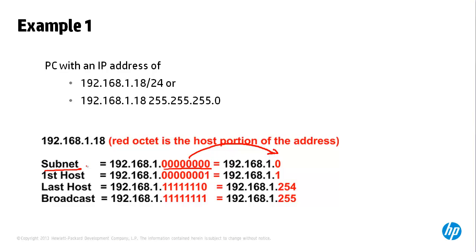So the subnet address for this host is 192.168.1.0. To work out the first host, fill the host portion of the address with binary zeros except for the last bit, which is set to binary 1. Converting that back to decimal will give us 1. So the first host is 192.168.1.1.